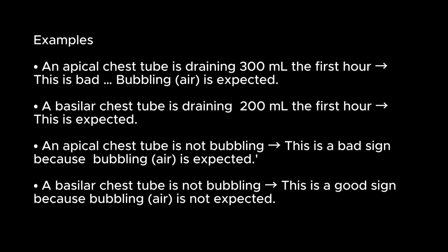Also, if an apical chest tube is not bubbling, of course it means there's something wrong, because that is inserted to remove air. Also, if a basilar tube is bubbling, it means there is something wrong. But if it is not bubbling, then it is a good sign. So those are things we should look out for.